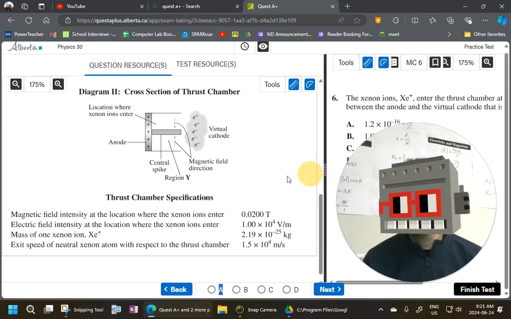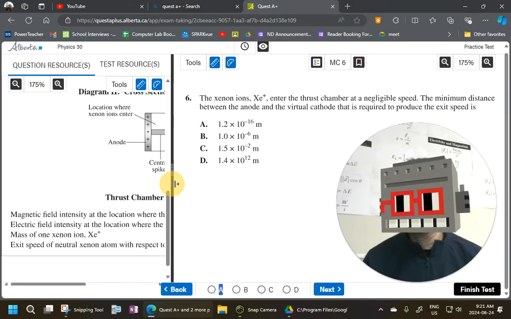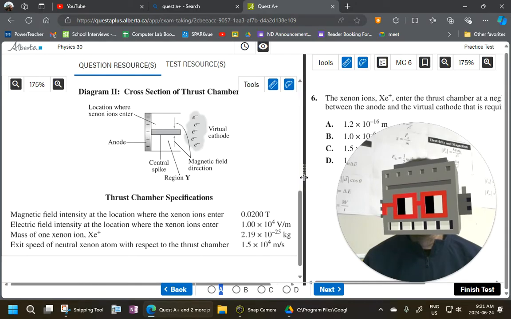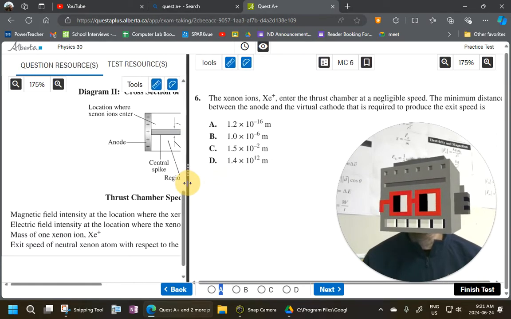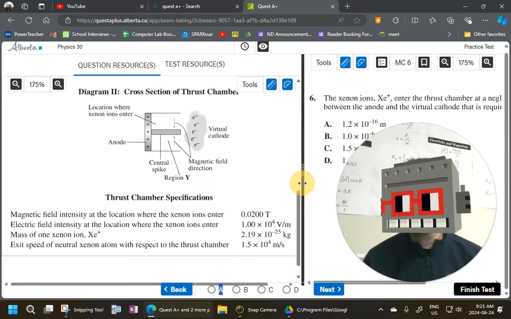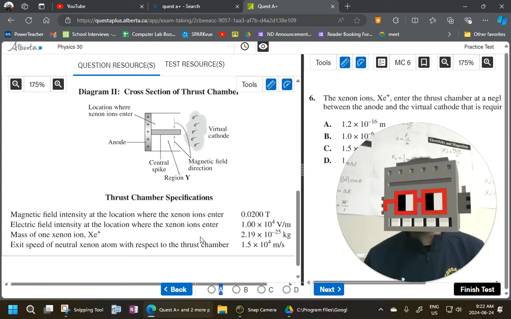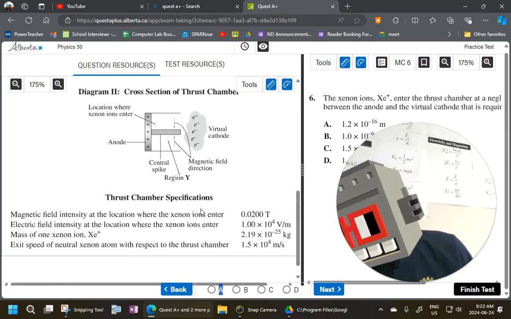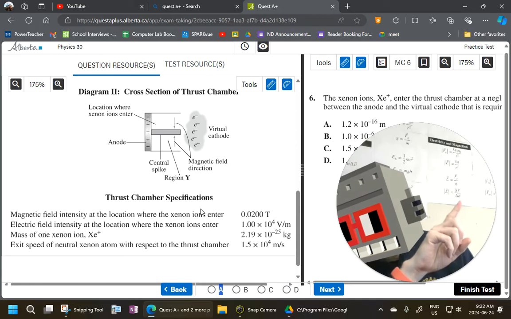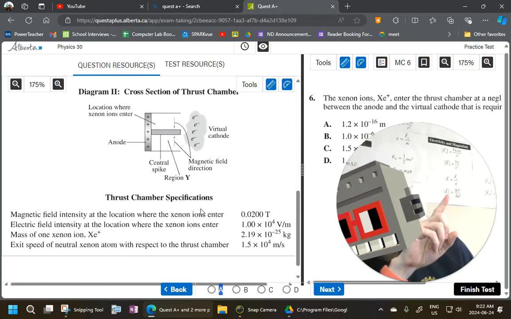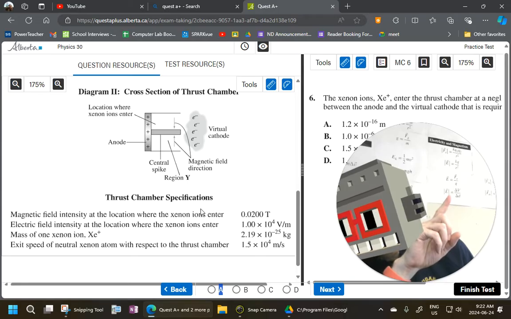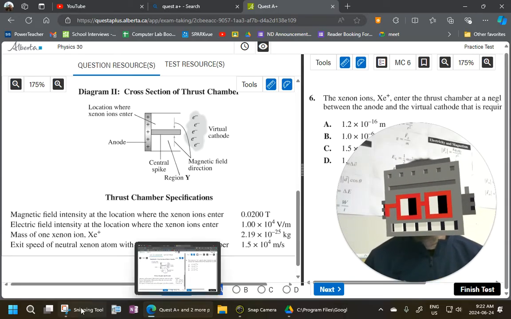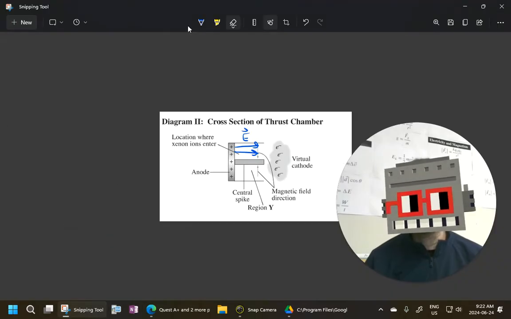So what do we want to try to find again? What's the minimum distance between the anode and produces the electric field? Okay. Oh, to produce that exit velocity. Okay. So our goal here is to find possibly the voltage. If I can find the voltage right here, I have the electric field already. I can rearrange this for D and get the answer. But to get the voltage, I'm going to be using the delta V formula, the other one.